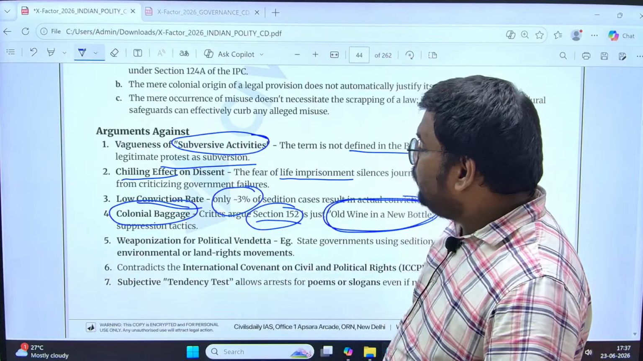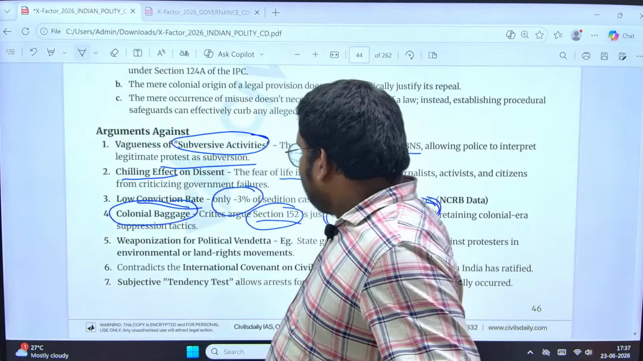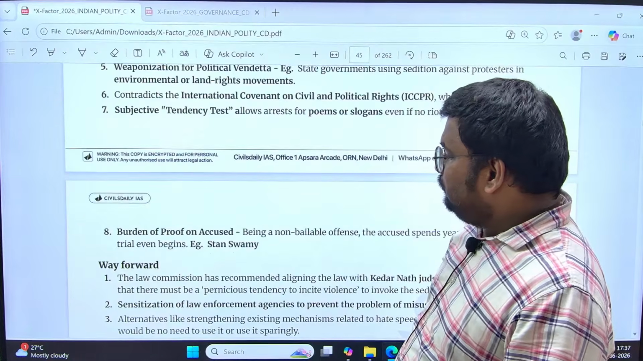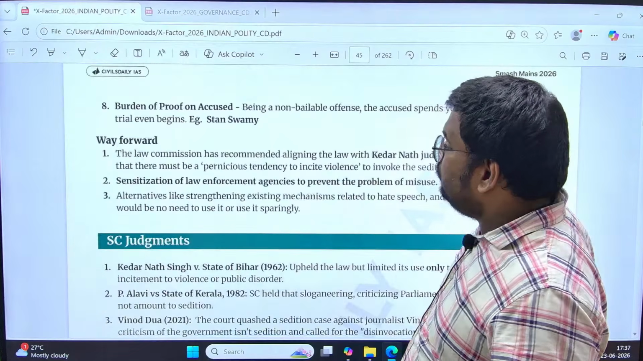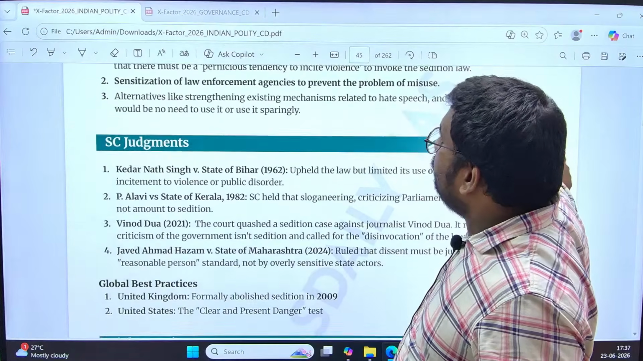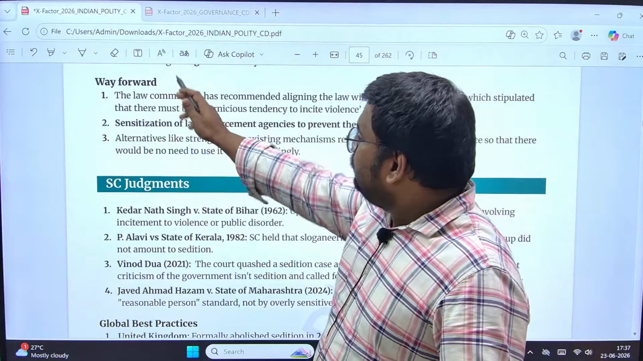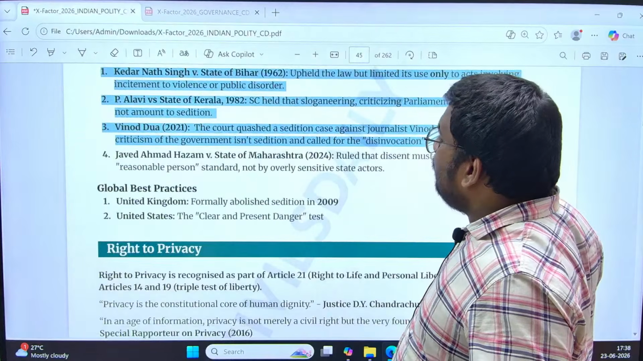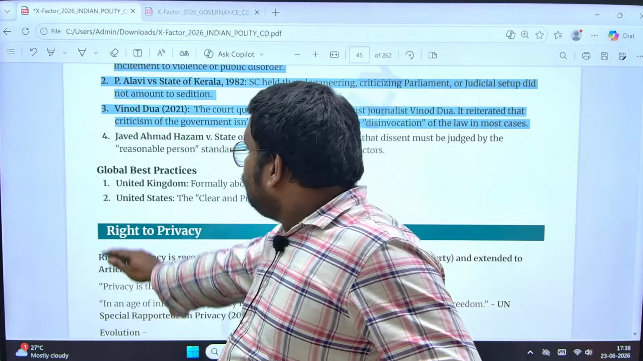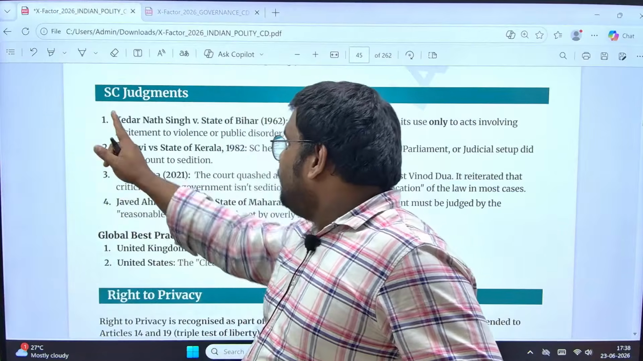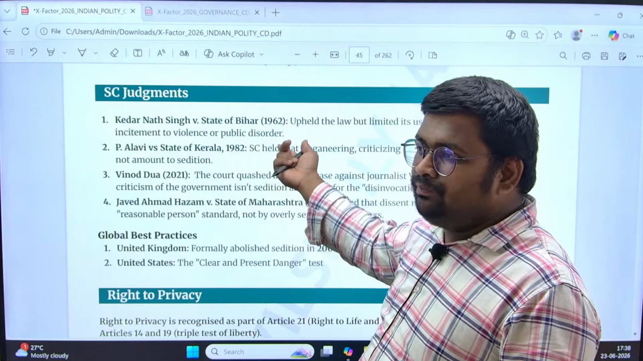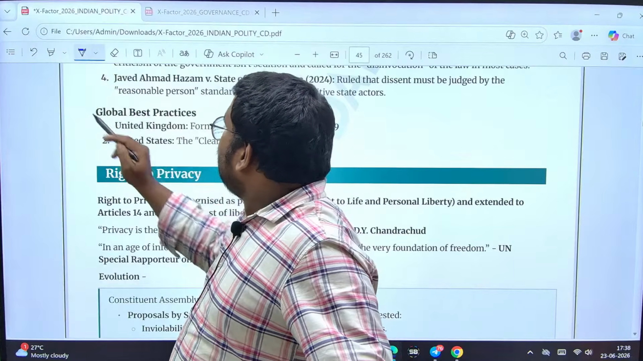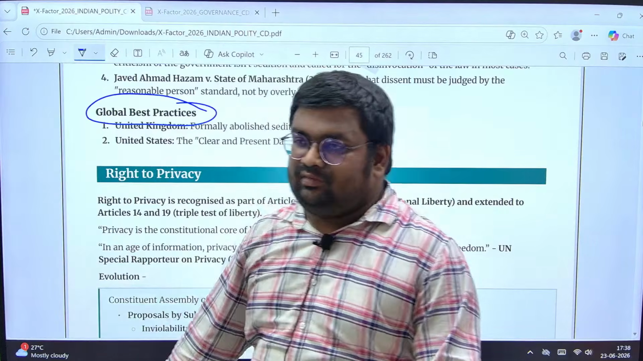So weaponization for political vendetta, then contradicts international laws and subjective tendency tests. Okay, so again burden of proof on accused. And lastly, way forward. Okay, again specific law commission recommendations, and these are the Supreme Court judgments. Like I said, here apart from the content depth, okay, so Supreme Court judgment, maybe specific judgments we have given, again वो भी बहुत lengthy नहीं है, ठीक है, and the uniqueness that is going to be in your answer, which is global best practice.